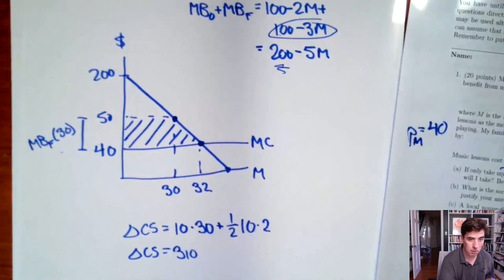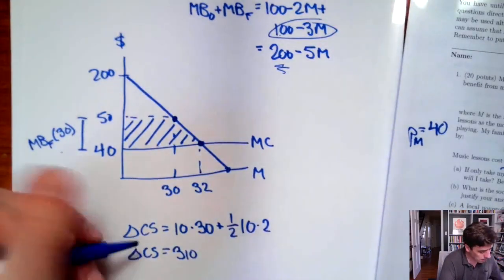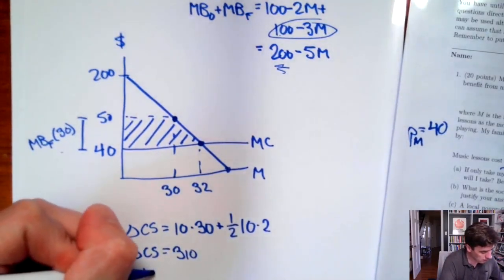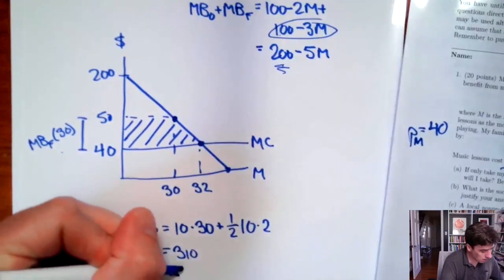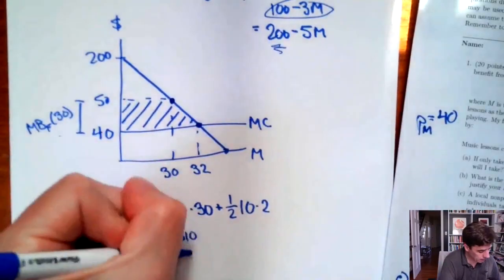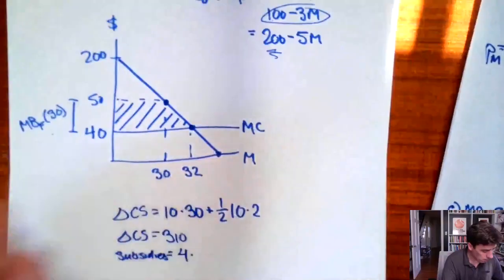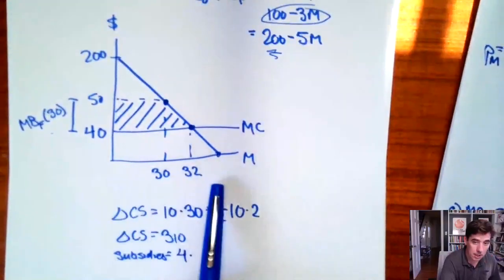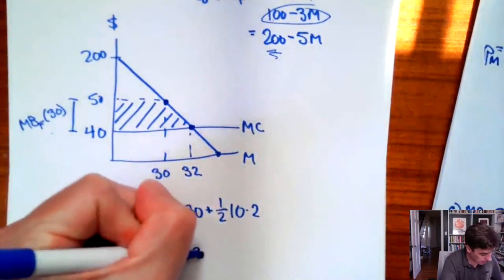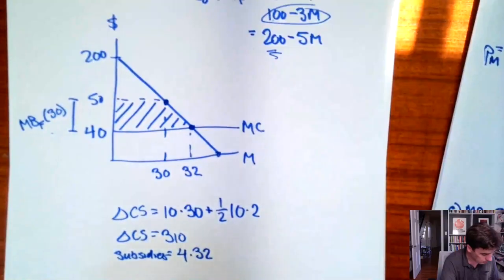That does not account for the people paying the subsidy, right? That's another place that surplus is changing. Somebody has to pay for that. Somebody loses that surplus. So in particular, those subsidies were going to be, sorry, we found this earlier. We found it to be $4 per lesson. Okay, so there's our $4 per lesson. And we have to subsidize all 32 of these lessons. So that's going to be 4 times 32.